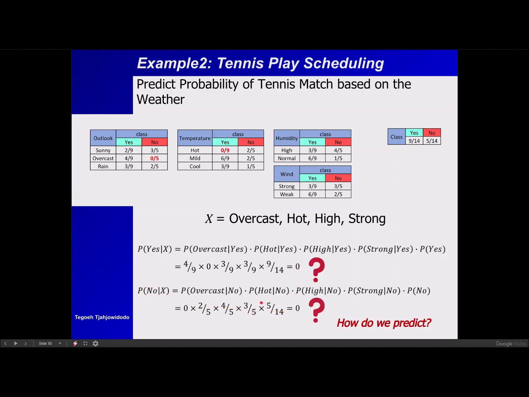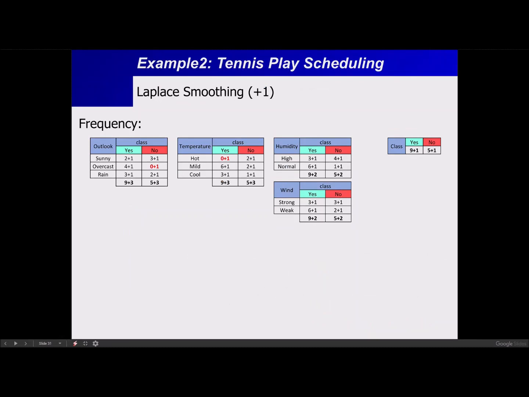So what will be the conclusion there? Both of them are similarly 0. We don't have a conclusion. To overcome this problem, we use what we call Laplace smoothing. In Laplace smoothing, basically I add 1 to all the occurrences here.